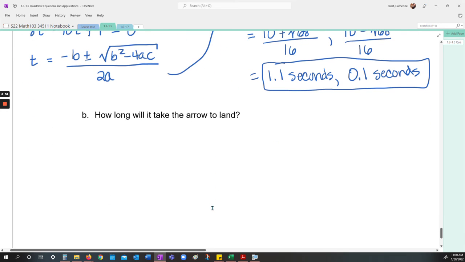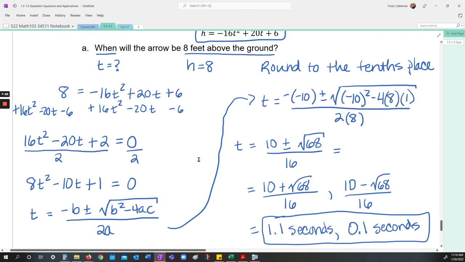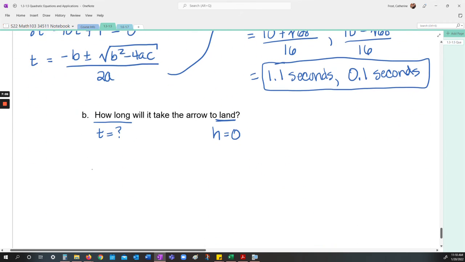So part B says, how long will it take for the arrow to land? Again, how long is asking about t, right? That's the time. And so for the arrow to land, we have to realize this is implying that the height when it lands is 0, right? You're 0 feet above the ground if it's landed. So we're going to set our h formula, this guy up here, equal to 0. So 0 equals negative 16t squared plus 20t plus 6. By the way, be careful with t's.